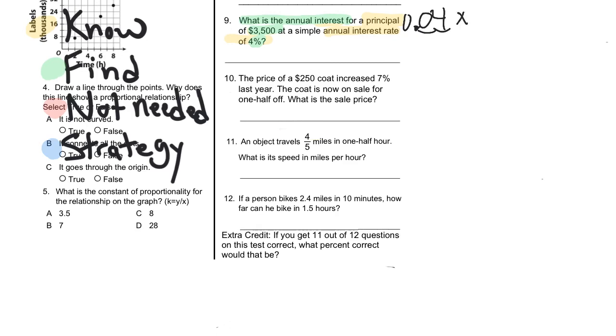And I'm going to multiply that by 3,500. So I can do it that way, but I'm probably going to want to do it the long way. So I'm going to go ahead and erase that and do 0.04.